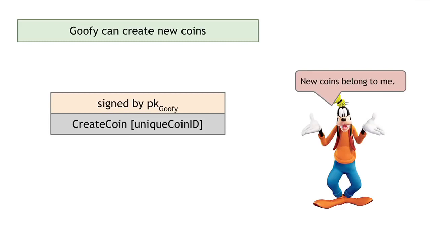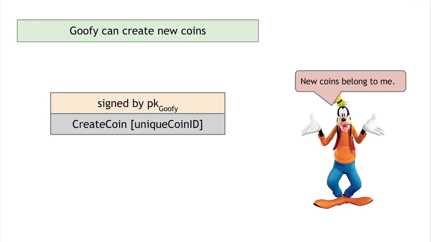There are just a couple rules of Goofy Coin. The first rule is that Goofy can create new coins. Goofy can make a new coin whenever he wants, and when he makes a new coin, it belongs to him. So when Goofy makes a coin, it's represented by a data structure like this.